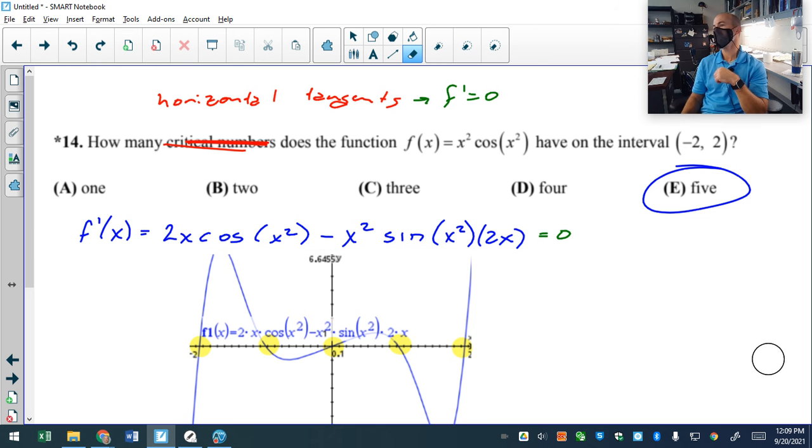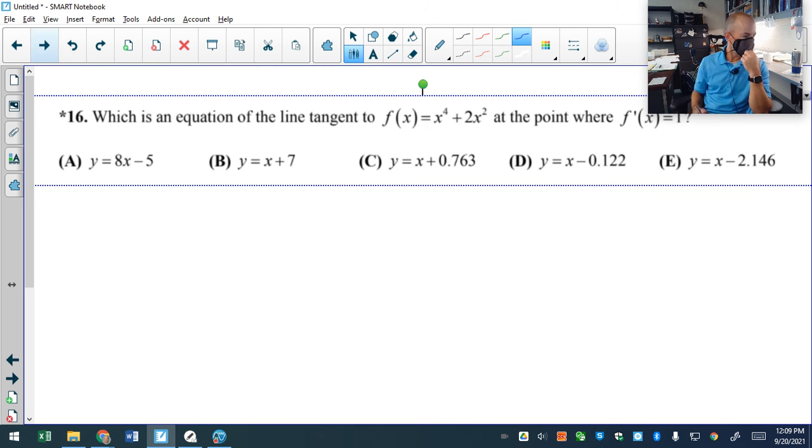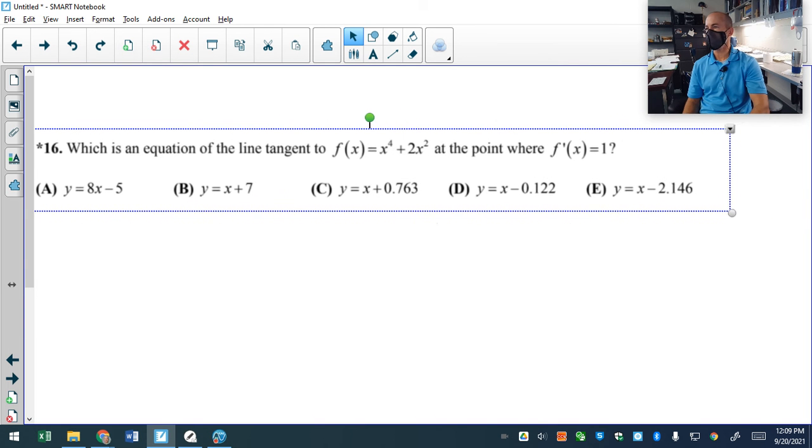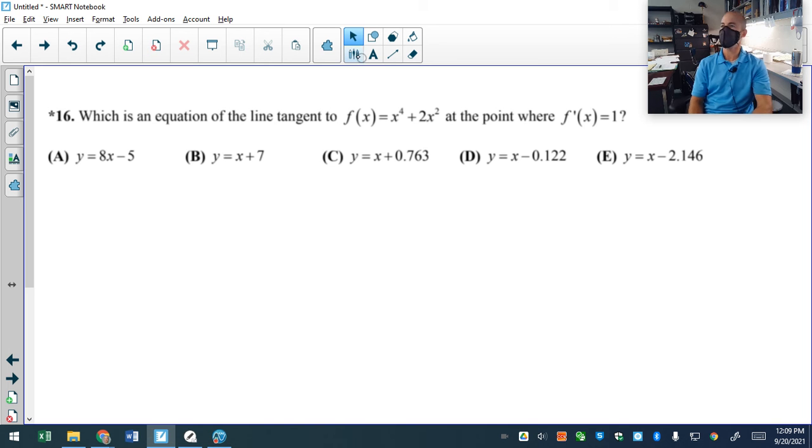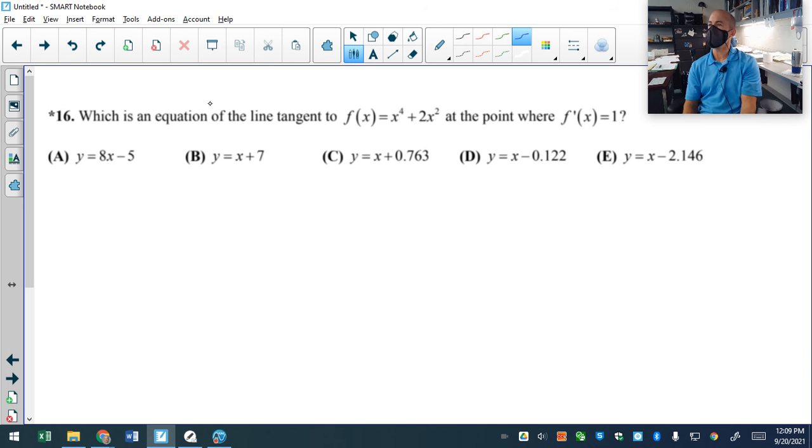Good, bad, ugly? Number next. And 16 is another one where I want to teach you something new about the calculators. And for the sake of time, I'm going to go through this one a little bit, not give you the time to answer and guess. Let's see. So we want the equation of a line tangent. And when I think equation of a line tangent, I want point and slope.